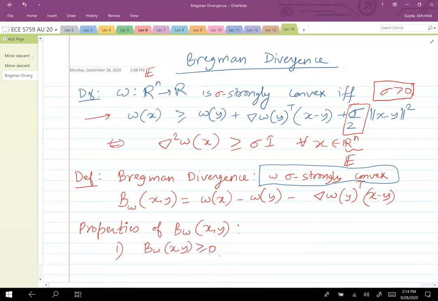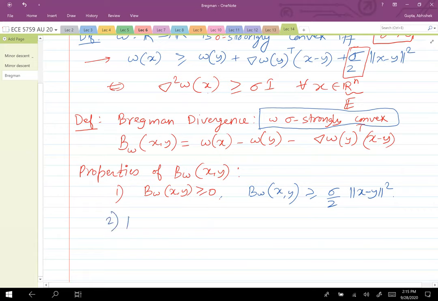Any further refinement of this inequality? I know that B omega is non-negative, but can we say something more about B omega? Well, it's strongly convex in x, but not in y, or may not be in y. Okay, so that's first. The second is, for a fixed y, B omega dot comma y is sigma strongly convex.